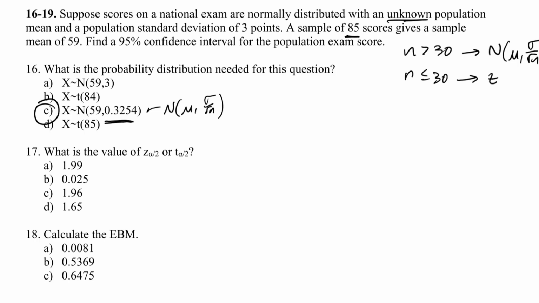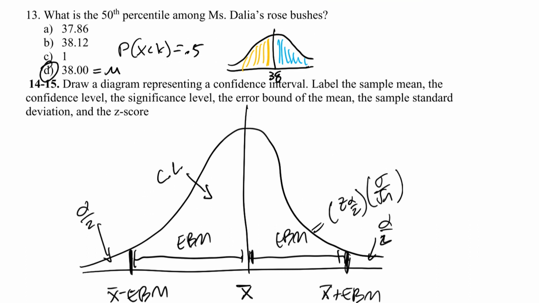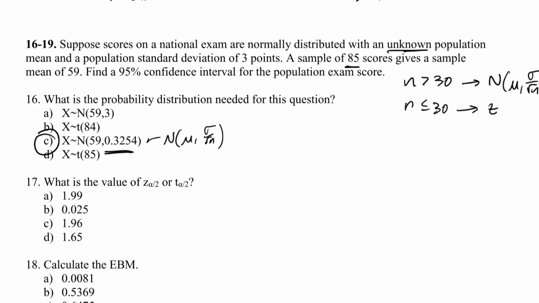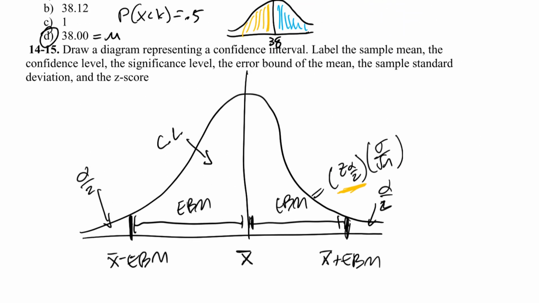Okay, 17 says what's the value of z alpha over 2? Now how do I know that? Going back to this table here, what is that number there? That tells me the number of standard deviations away I am. We can look this up in the table, because if we have a 95% confidence interval, then this region here, marked in red, is going to have an area of 0.475. How do I know that? Because that's 95% divided by 2.